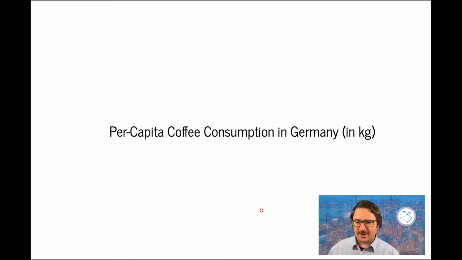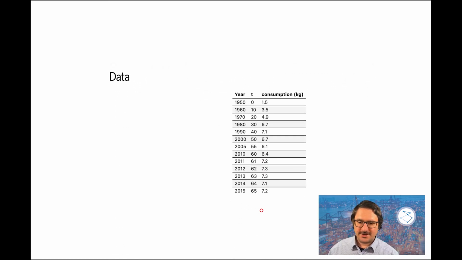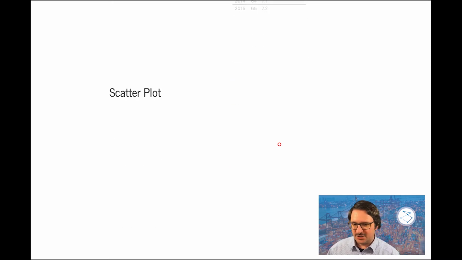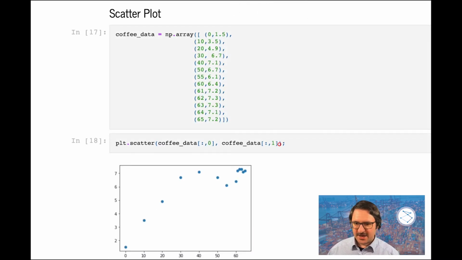So let's have a look at the data of coffee consumption once again. Same years. This is the coffee consumption per capita in kilograms. And you can again see that it increased considerably, and then it stayed almost constant with little deviations. So here's the scatter plot once again. Sharp rise, and then it's getting almost constant, so around 7 kilograms. The data doesn't seem to change a lot anymore.